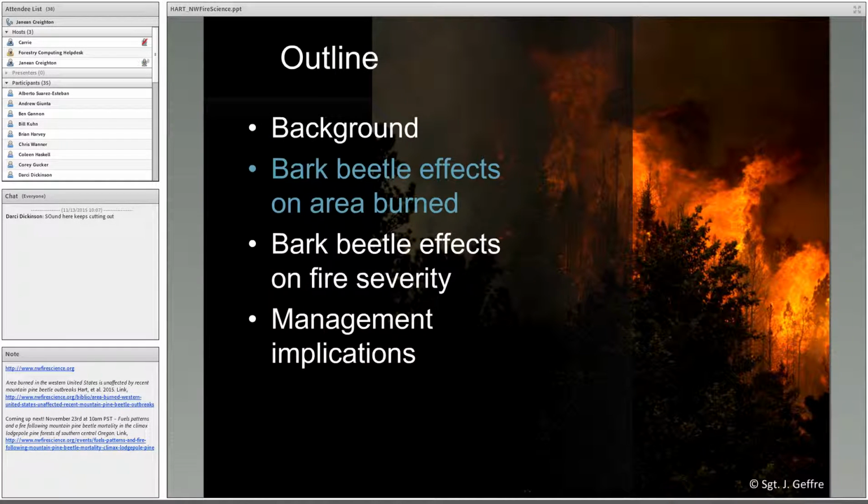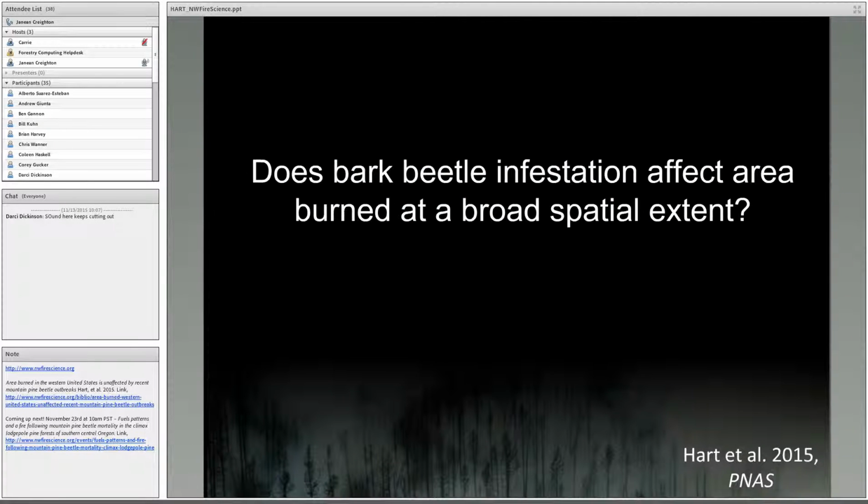So this brings us to how I went about looking for an effect of bark beetles on area burned. Specifically, I was interested in this question: does bark beetle infestation affect area burned at a broad spatial extent? And this is work that was recently published in PNAS with my co-authors Tanya Schoenagel, Tom Veblen, and Teresa Chapman. And the question was really to get at, is there this emergent effect of mountain pine beetle on subsequent area burned at this kind of broad spatial scale?